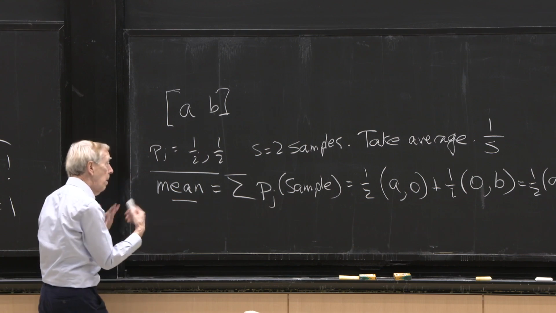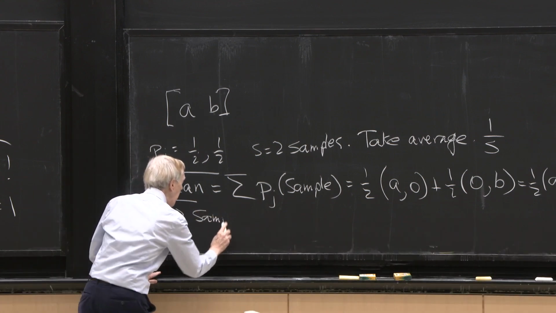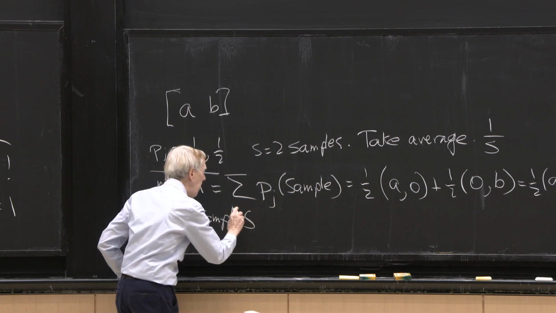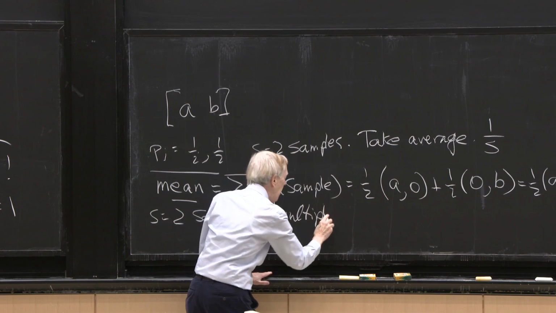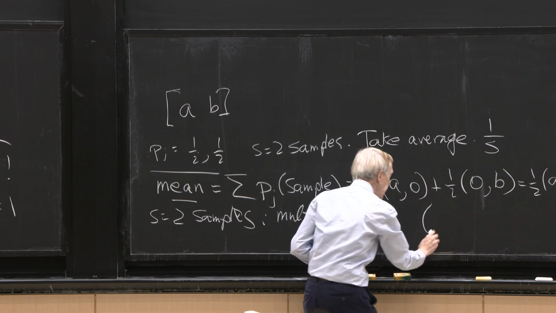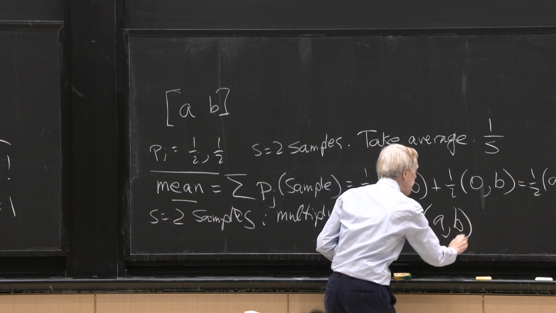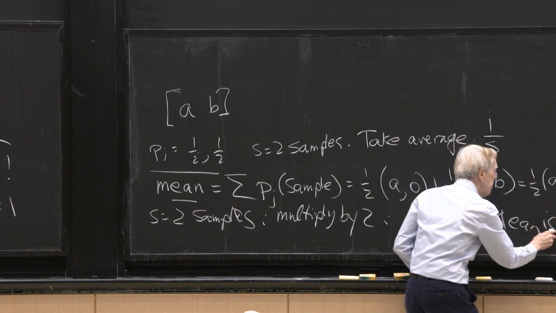And now I've got S equal 2 samples. So I multiply by 2. And I get AB as the mean. Mean is correct.